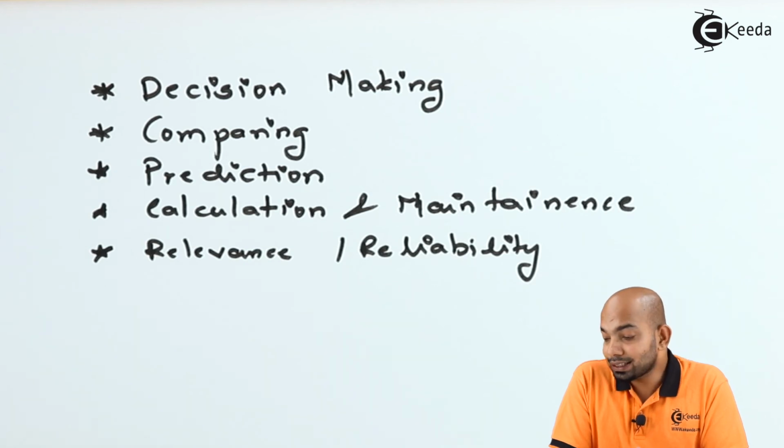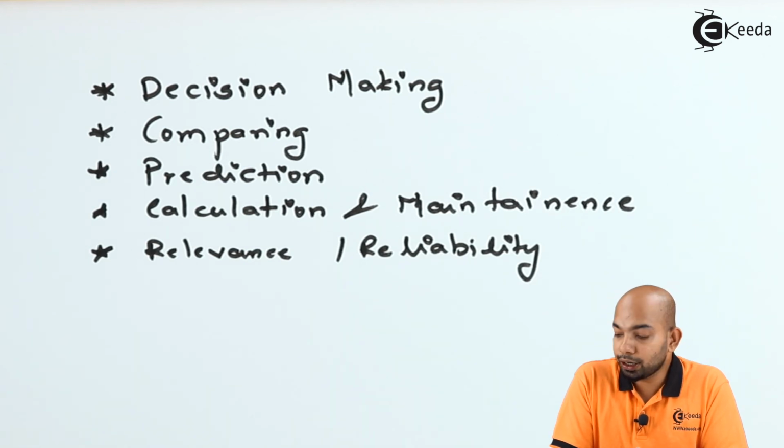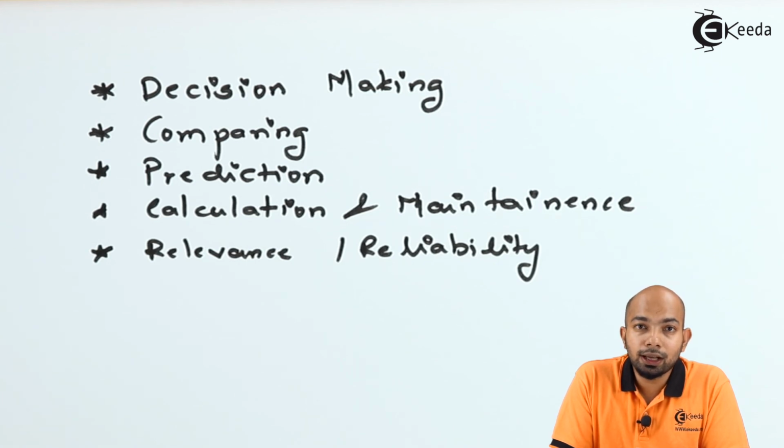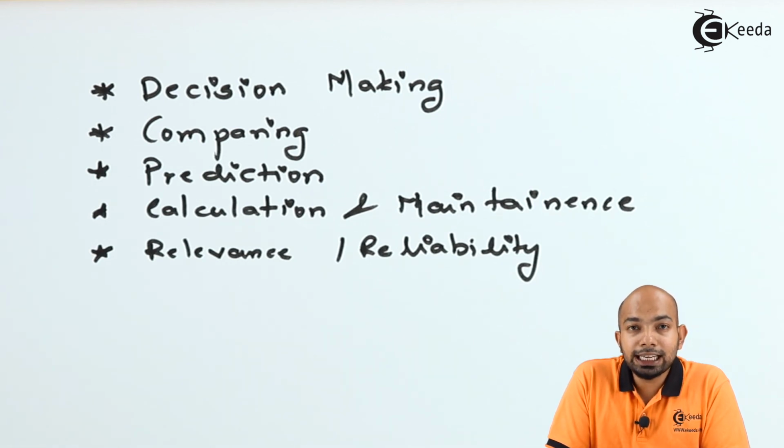So all these points, decision making, comparing, prediction, calculation and maintenance of records, relevance and reliability, are the importance and utilities that can be used for accounting transactions. So all these things that you have learned are certain things that will help any investor to go ahead and make investment in any of the capital funding firm that they wish to.